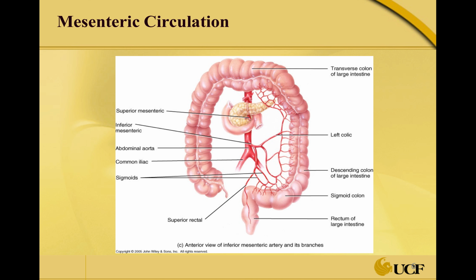And then this one shows the anterior view of the inferior mesenteric artery and its branches. We see the left colic, the sigmoids, and the superior rectal, and how these arteries basically vascularize the whole left portion, a little bit of the transverse and the descending colon, or descending large intestine, and some portions of the sigmoid, and through the superior rectal, the sigmoid and the rectum of the large intestine.